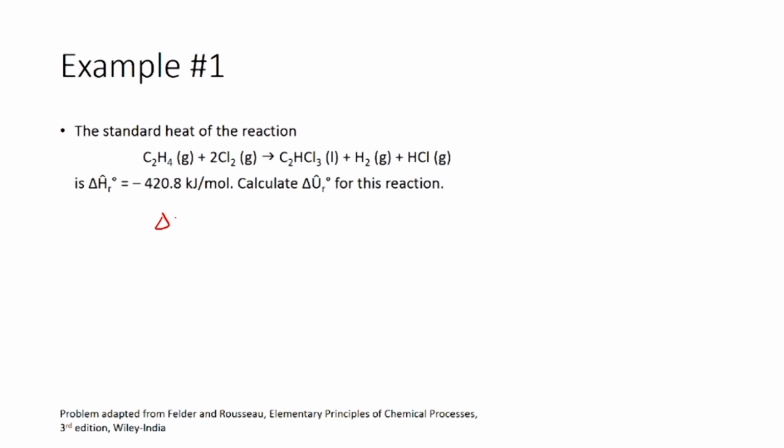Based on the equation we had, delta U_R cap would be equal to delta H_R cap minus RT times the sum of the gaseous product stoichiometric coefficients minus the sum of the gaseous reactant stoichiometric coefficients. Here let us identify the gaseous products and reactants. You have C2H4, Cl2, H2 and HCl all as gases. Here C2HCl3 is in liquid phase, so we do not have to worry about this particular component.